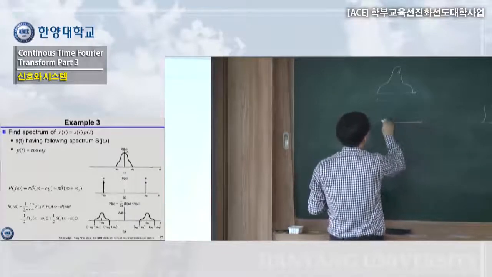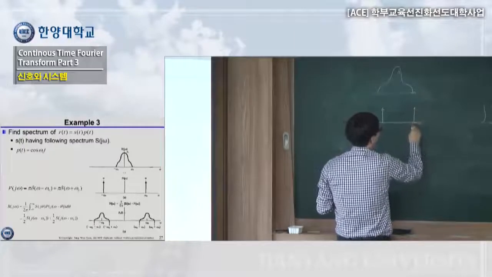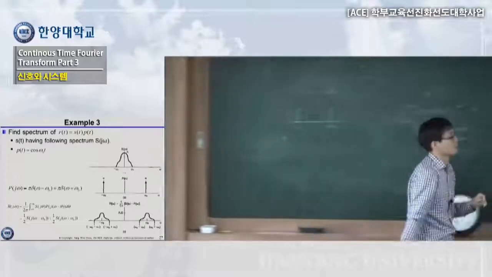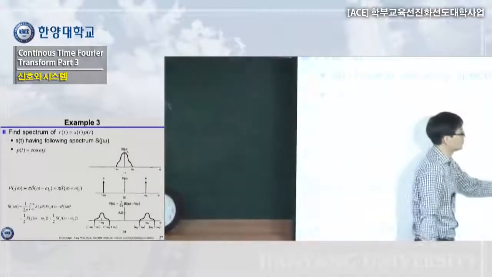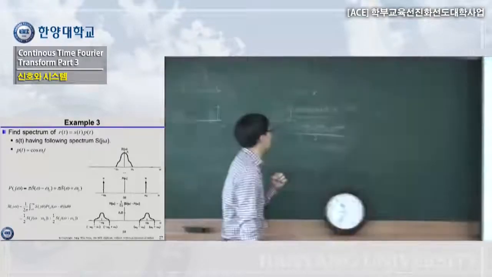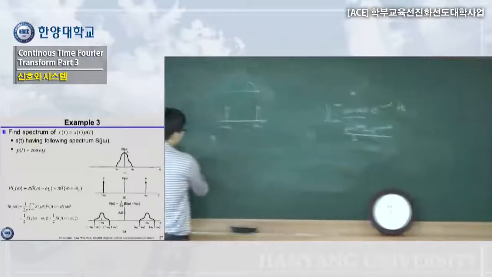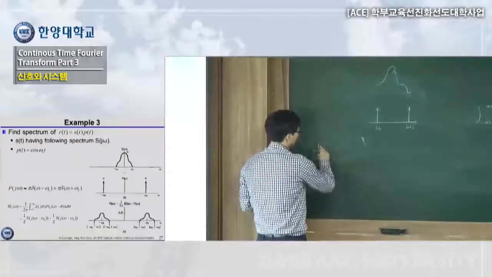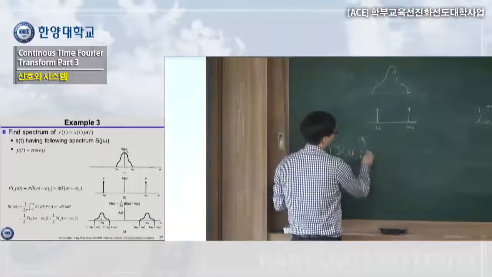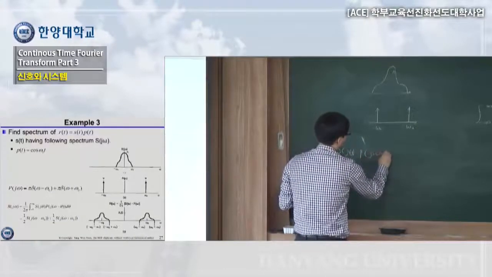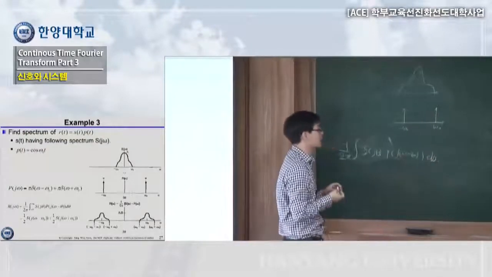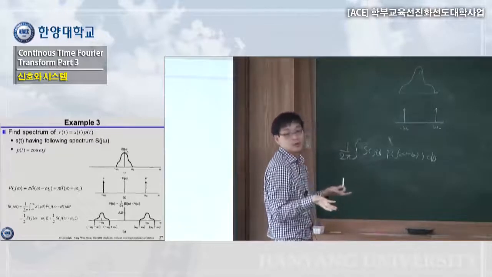In the frequency domain, we know that there will be omega 0 and minus omega 0. So like that. And then what? We have learned that multiplication in time becomes a convolution in frequency. So it will be 1 over 2 pi, integral of S(j theta) P(j(omega minus theta)) d theta. That's our answer. So let's do the convolution here.